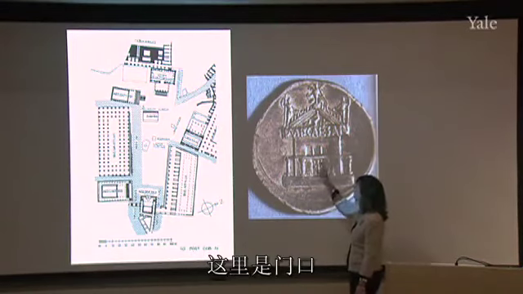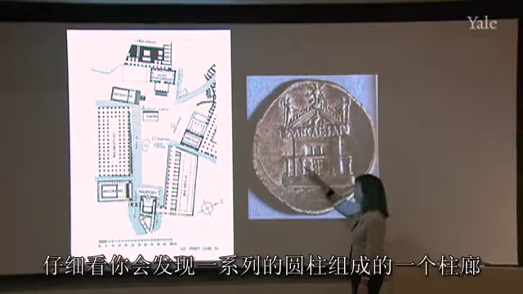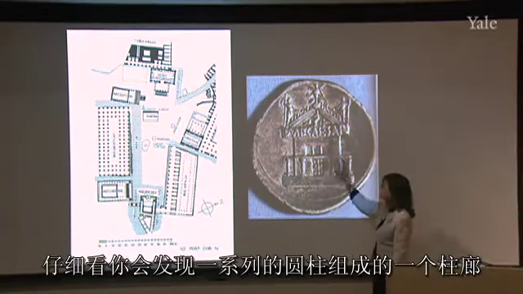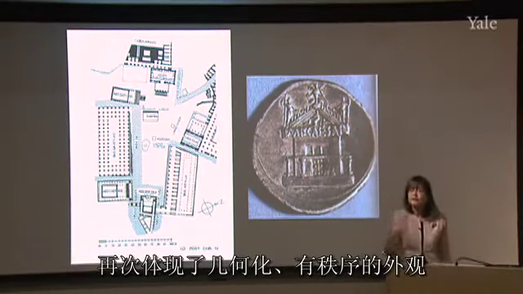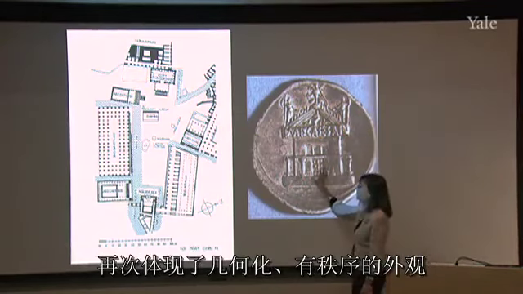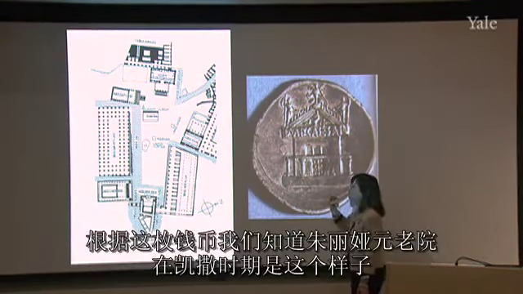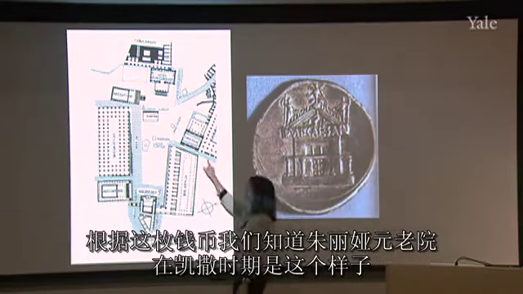We see the doorway right here. There seems to be a triple window up above the doorway. And if you look very carefully, you will see that there seems to be a portico, a series of columns that are there to relieve the severity of the otherwise very geometrically ordered facade. So that's what we think it looked like in the time of Caesar based on that coin.